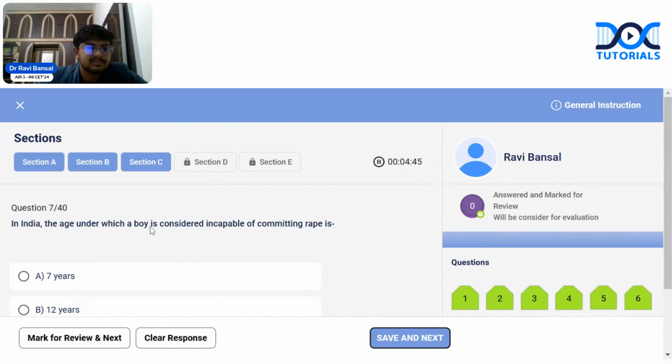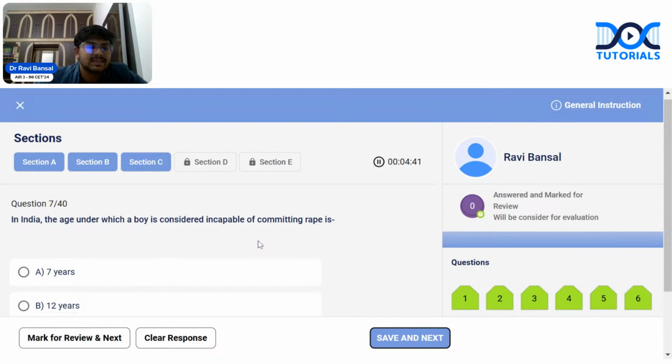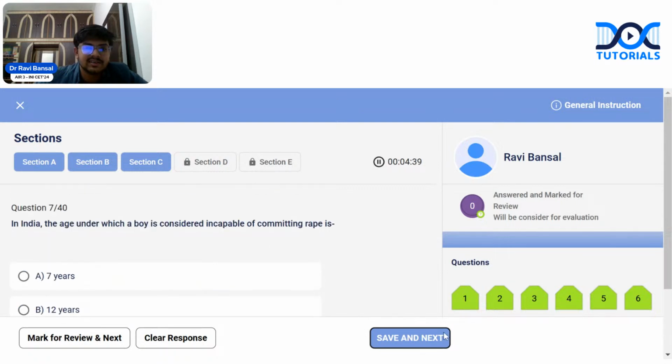A boy is considered incapable of committing rape. So I think there is no such limit in India.